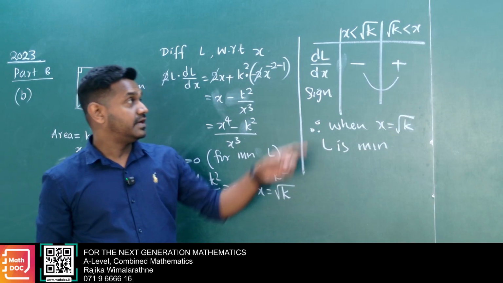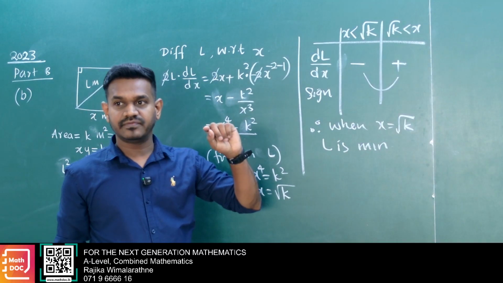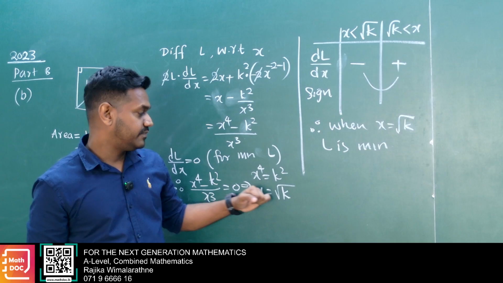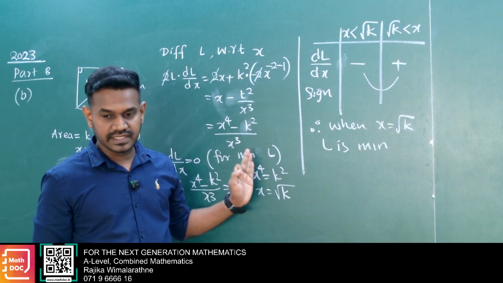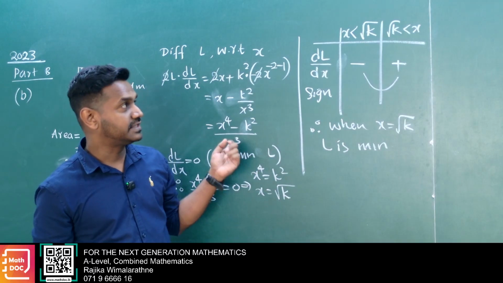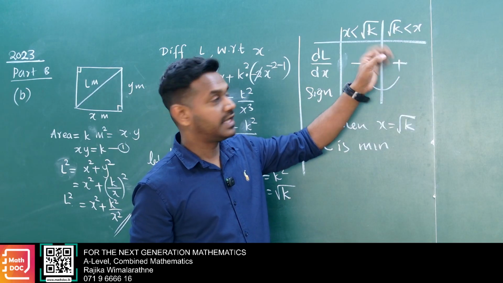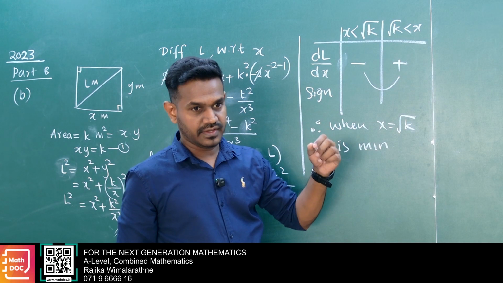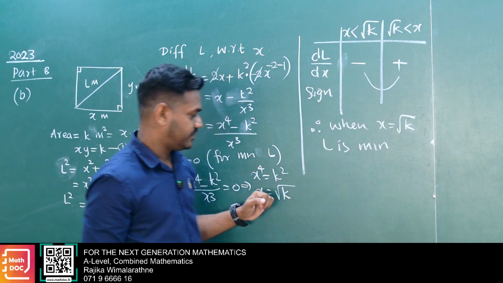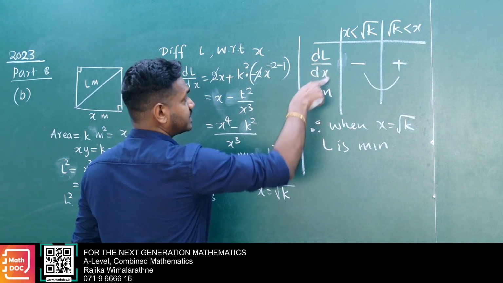Okay, here we check the dl divided by dx sign. We have to show that that is a minimum. So here you need to consider the critical value, and you consider the cross set: x value greater than root k, and x value less than root k. Here at x equals root k, it is 0. Then you check the dl divided by dx sign.